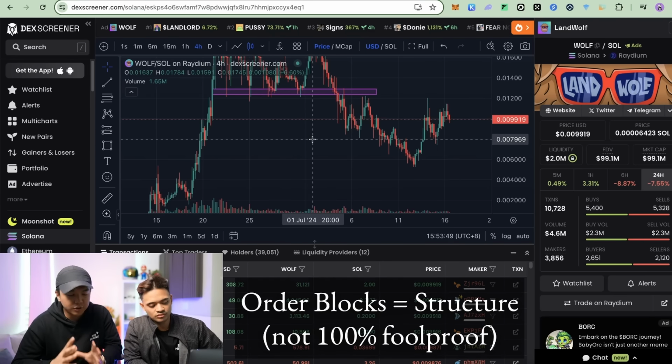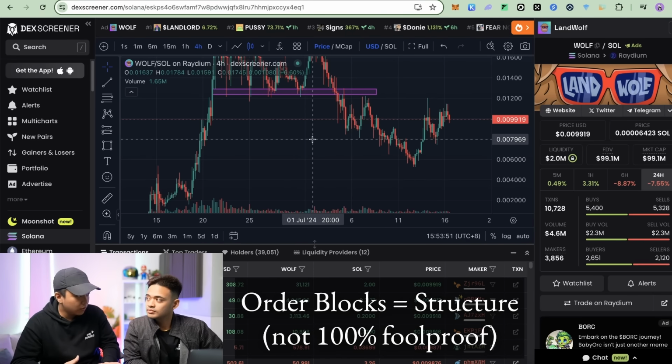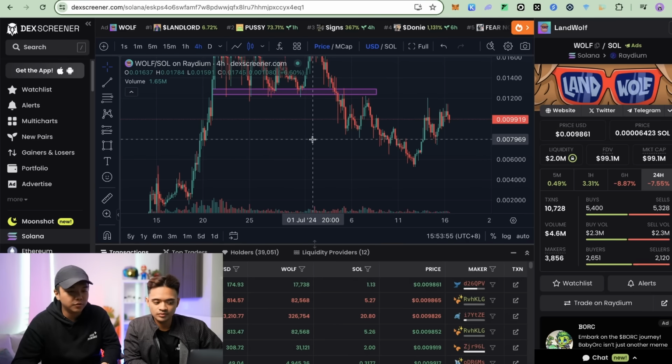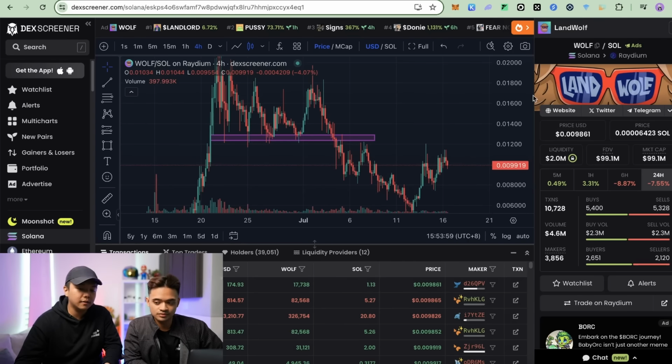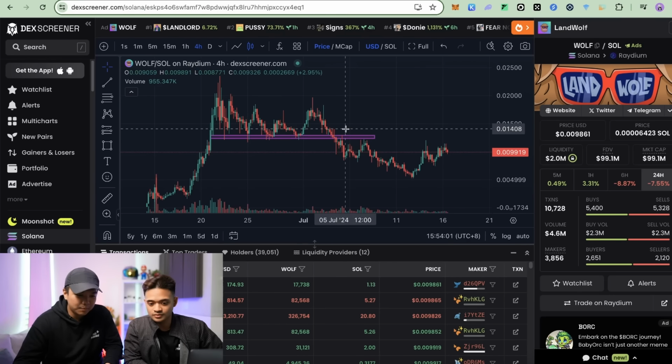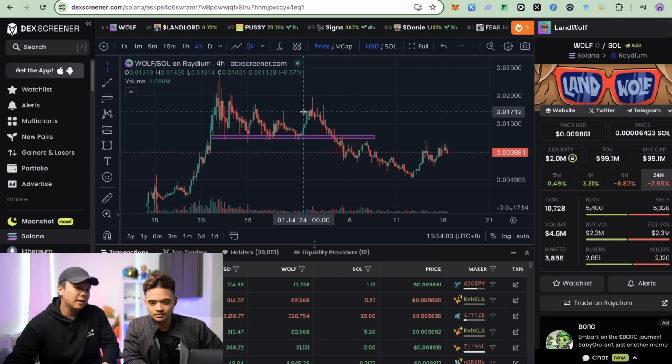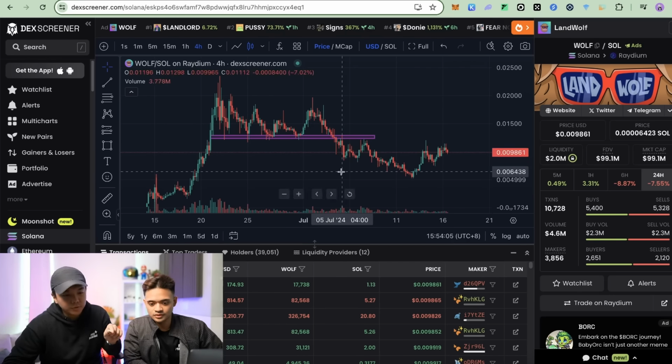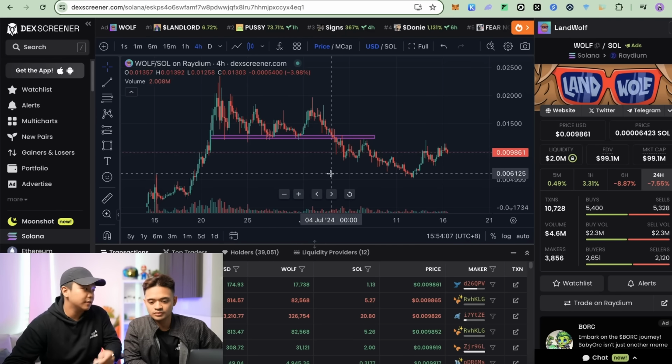It's just a structure for you to follow, limiting your choices, making it easier for you to decide where to make your buys. Instead of picking a random spot to buy, the order block gives you an area of buying interest. That's basically it, right? It's an area for lower bids.